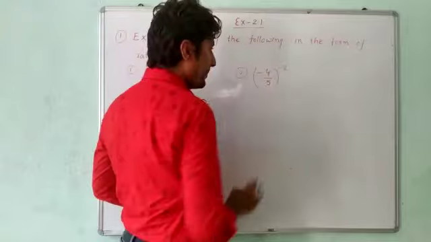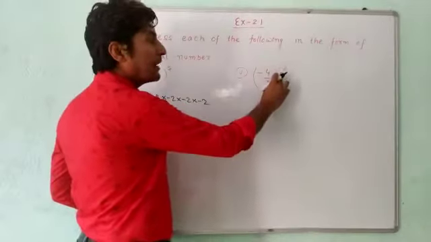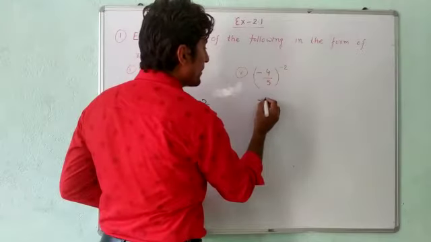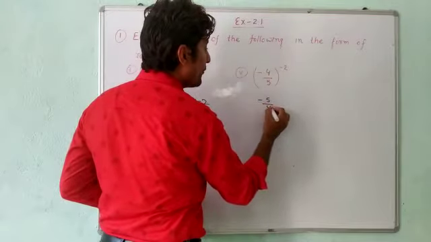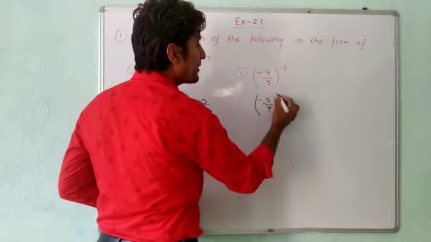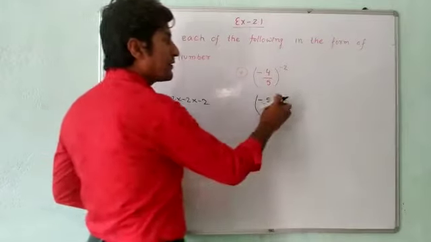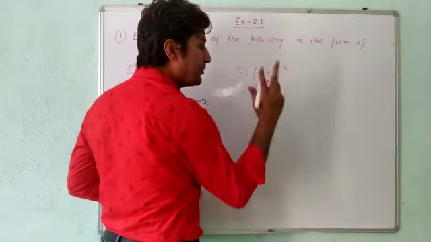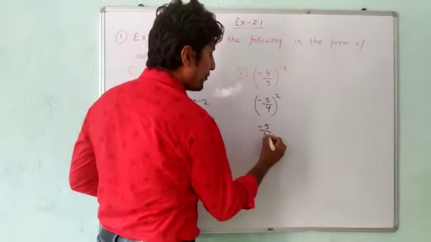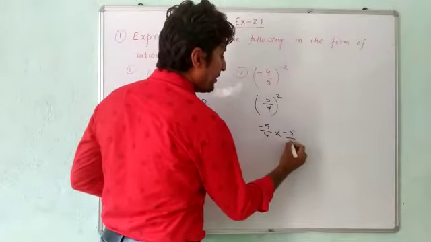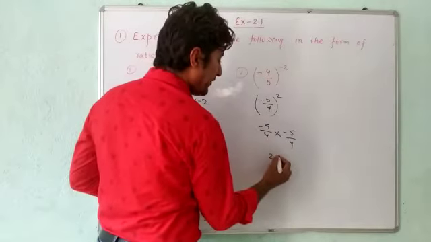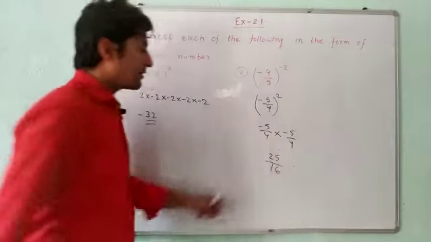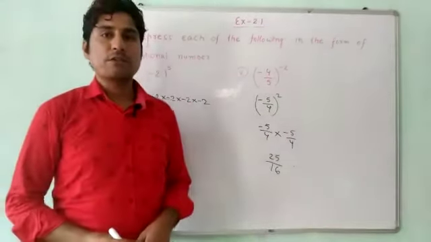Minus 4 upon 5 to the power minus 2. First of all, we have to convert this exponent into the positive form. We can write this one as minus 5 upon 4. We can write the reciprocal of this one, and the exponent will be equal to 2. This exponent will convert into 2. Now we can write minus 5 upon 4 two times. Minus 5 upon 4 multiplied by minus 5 upon 4. 5 fives are 25. Minus minus will be plus, and 4 fours are 16. So this is the solution for this question.